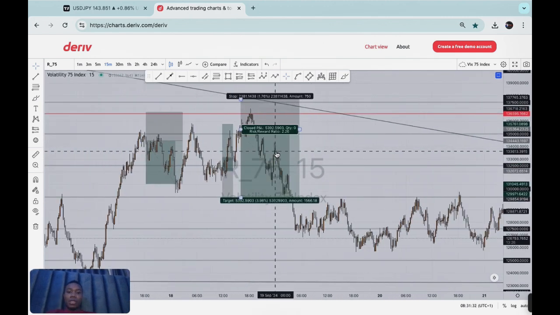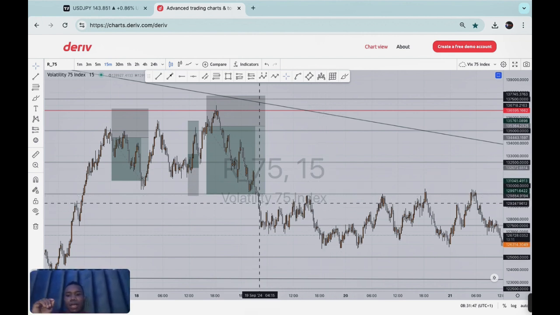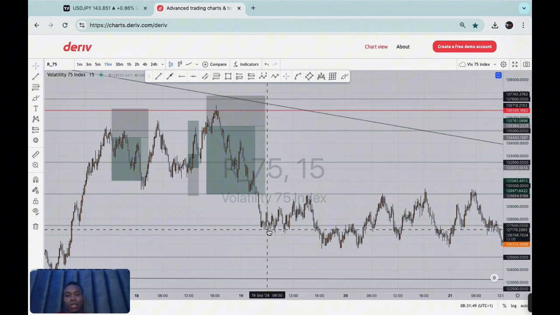Now I waited, as price started playing around. I checked other pairs. I was trading other currencies and I left volatility 75. I also checked volatility 25. I traded volatility 25, volatility 75, and then jump 100. I had to allow the market to settle. And then when the market came all the way down here, I started noticing what the price was doing.